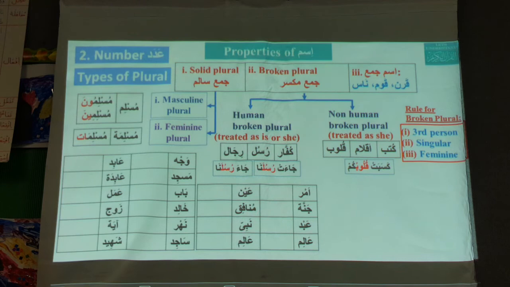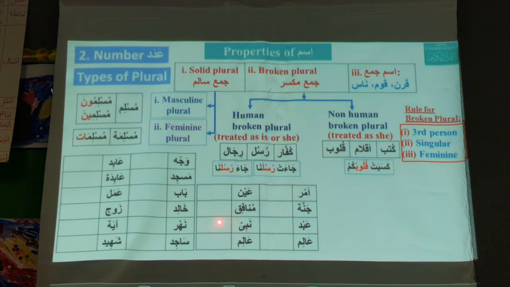Munafik. Brother Azhar, munafik. This is a solid plural. Good. Nabi. Brother, anbiya. So anbiya is the broken plural of nabi.